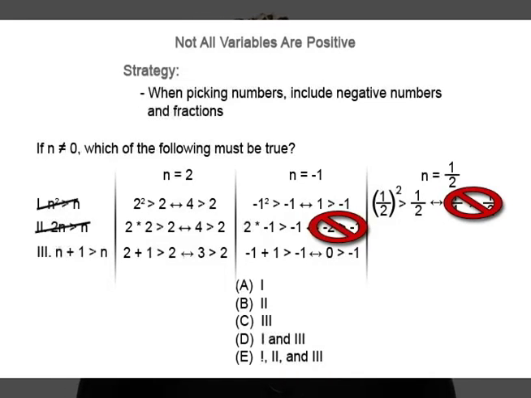In our third case, when we use a fraction, we'll say n is equal to 1/2. Is 1/2 plus 1 greater than 1/2? 3/2 is greater than 1/2. It's still true. So Roman numeral 3 is the only situation where we use a positive number, a negative number, and a fraction, and it holds true. So we would choose, in this case, answer choice C.